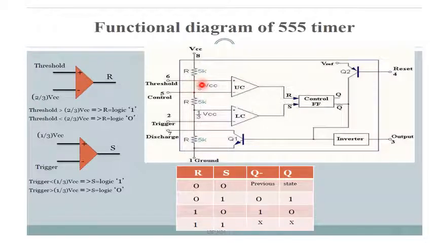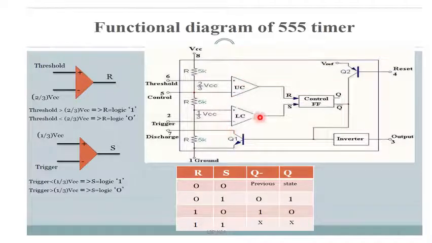Suppose threshold voltage is greater than 2 by 3 VCC. The output of the comparator is given to the flip-flop at the R input, the reset input. The output of the lower comparator is given to the set input. When the threshold is greater than 2 by 3 VCC, the upper comparator output will be 1, so R will be 1. When the threshold is less than 2 by 3 VCC, the upper comparator output will be 0, then R will be 0. So this is the working of the upper comparator.